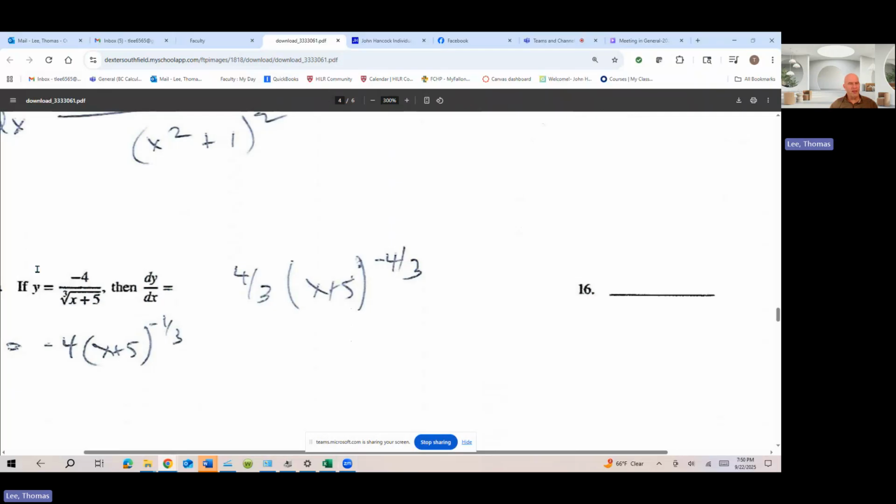Why not just say -4x plus 5 to the -1/3, bringing this up to the numerator? Then I can just apply the power rule. -1/3 times -4 is 4/3. x plus 5 to the -4/3. Don't get rid of that 5. The derivative of x plus 5 to the -1/3 is -1/3 x plus 5 to the -4/3.